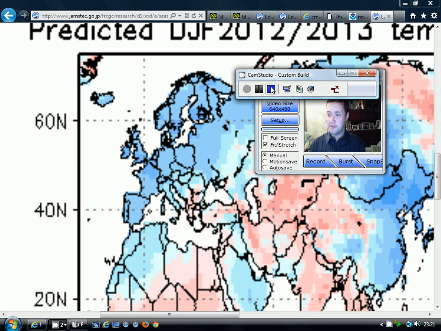That's a very, very cold chart for the winter of 2012-2013, but I say don't take that too seriously. It's a long way off and I'm not at all sure about that.